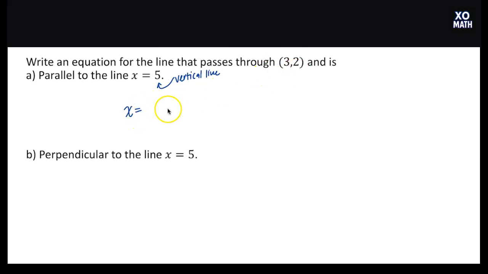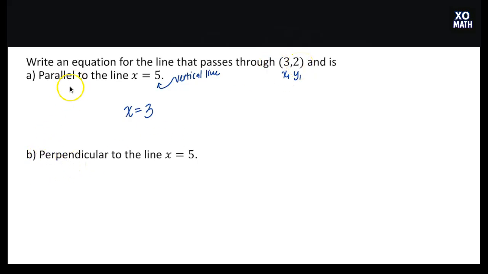Now I want my line to pass through the point (3, 2). So we have an x1, y1. So our answer in part A is going to have to be the x value of this point, just x equals 3. So x equals 3 is parallel to the line x equals 5 and passes through the point (3, 2).